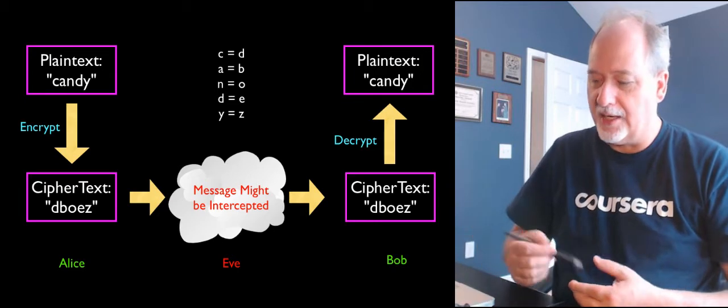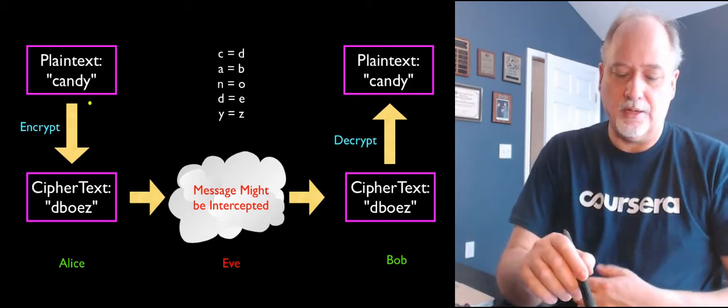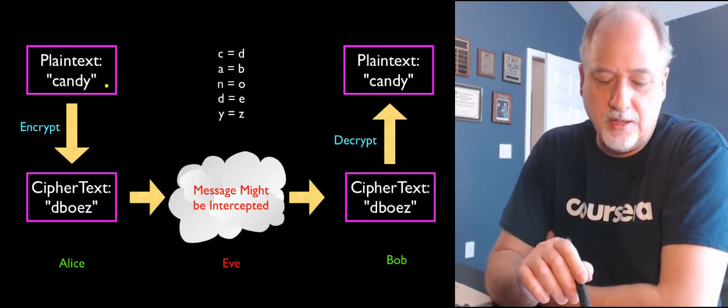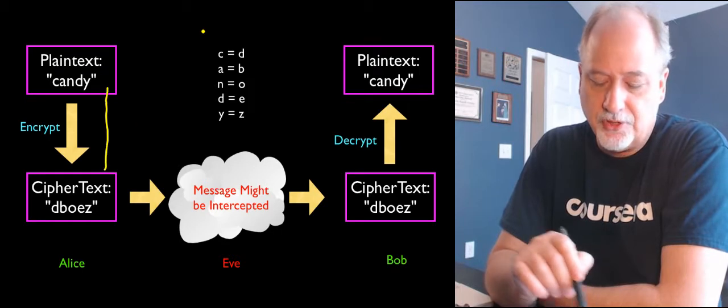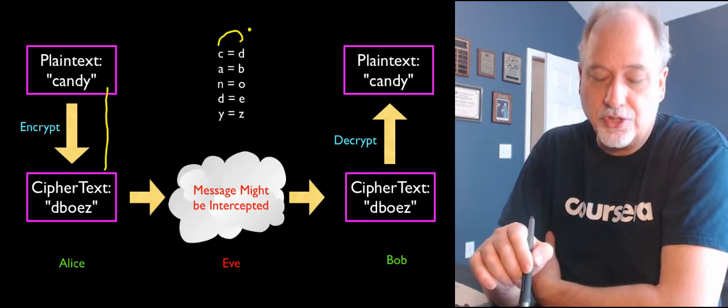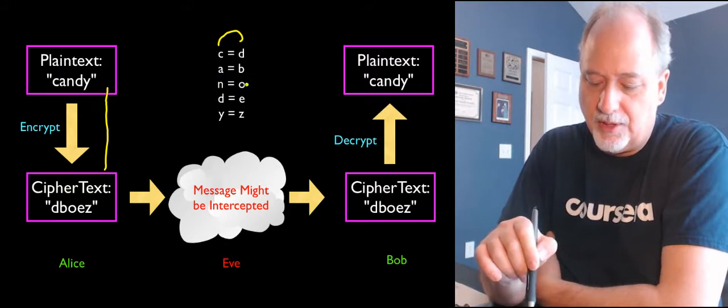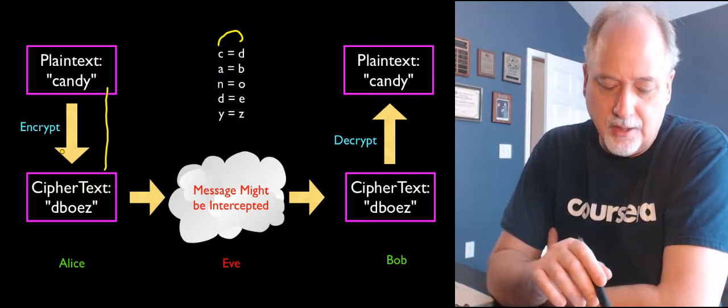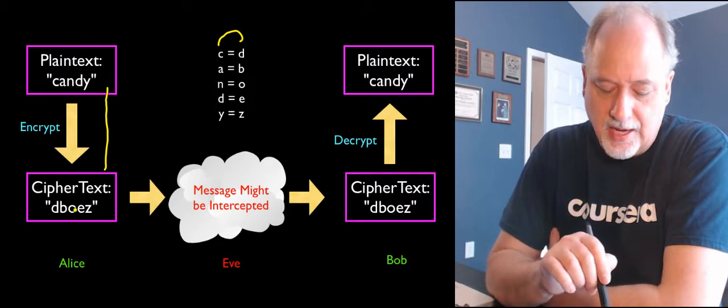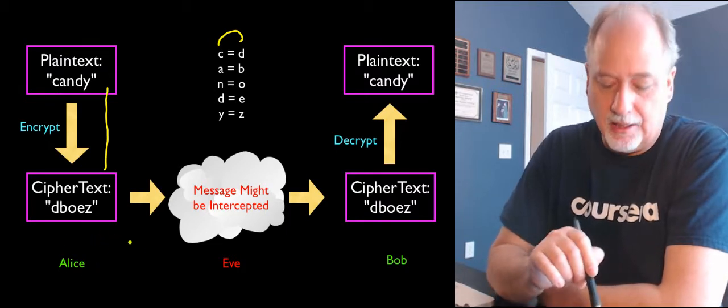So here is the path, right? You have some plain text. You have, say, the word candy that you want to send. You're going to encrypt with a shift, where you just go to the next letter. So C becomes D, A becomes B, N becomes O. And so now we have DBOEZ. That is the ciphertext coming from Alice.